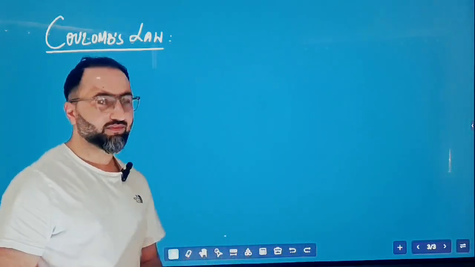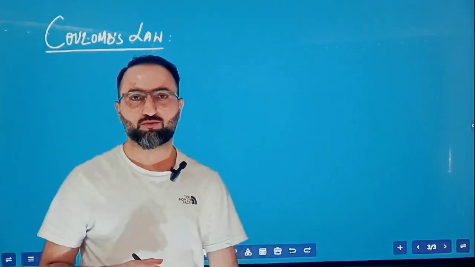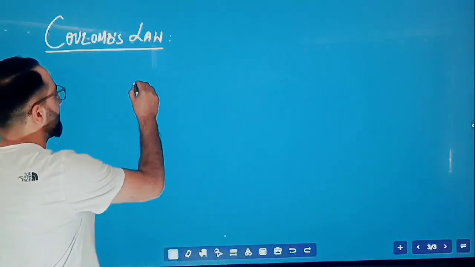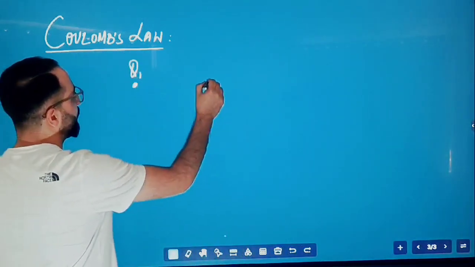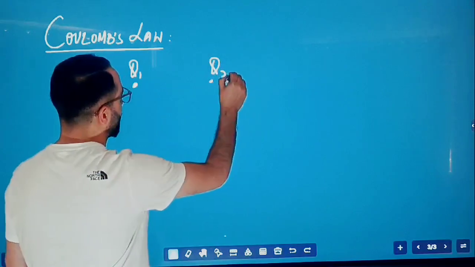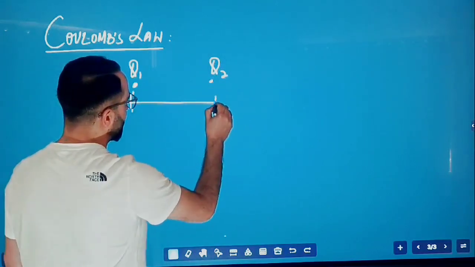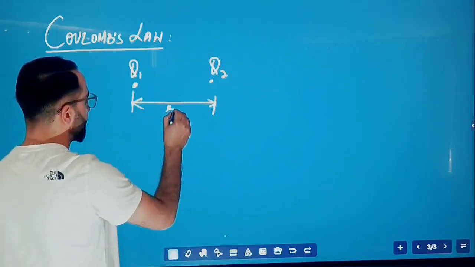So dear students, today's topic is Coulomb's law. The first point you must know about Coulomb's law is that it gives the electrostatic force between 2 point charges at rest. So these are 2 point charges. This here is point charge 1, that's Q1, and this here is another point charge, that's Q2. The separation between these two is equal to R.